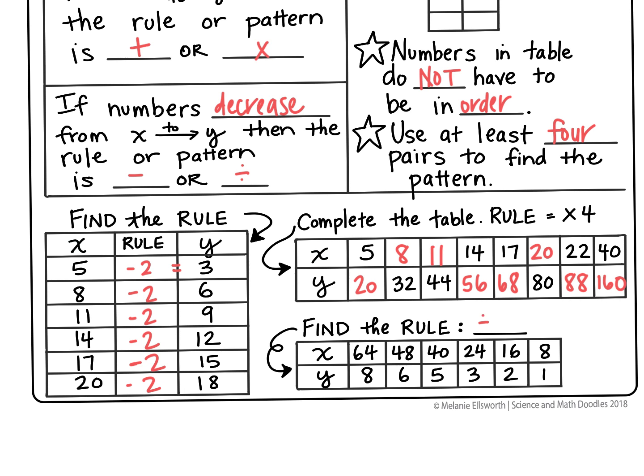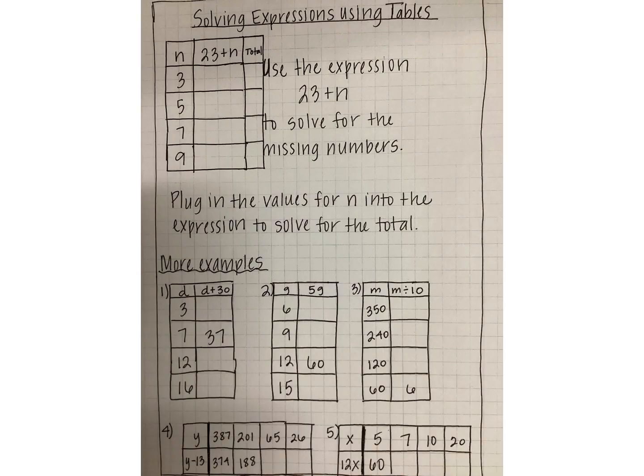I'm dividing by 8. Remember, x to y. 64 divided by 8 is 8. 48 divided by 8 is 6. 40 divided by 8 is 5. 24 divided by 8 is 3. Do y'all see why it's dividing 8, not multiplying? Okay. We always go x to y, top to bottom, or left to right, depending on the type of table that we have. Look at the next page of notes.